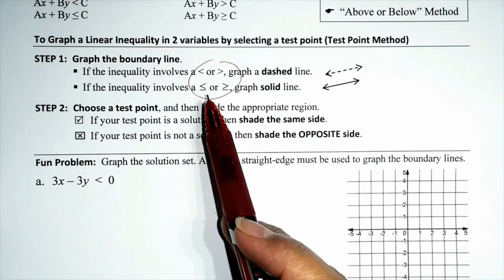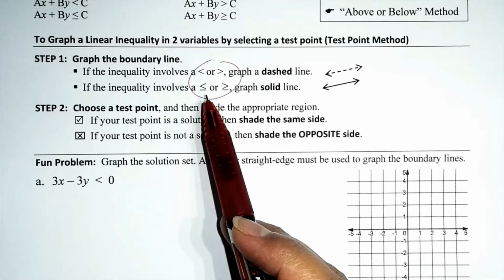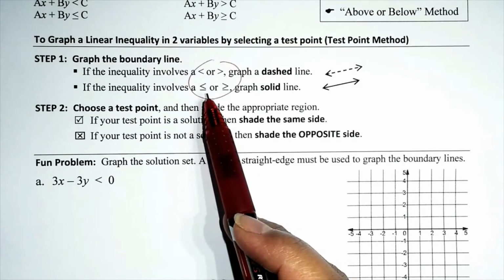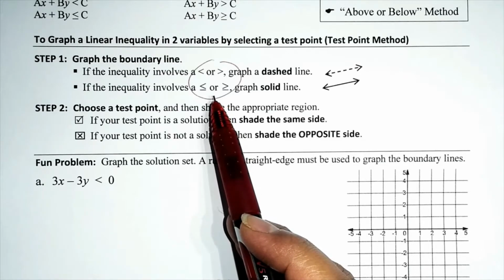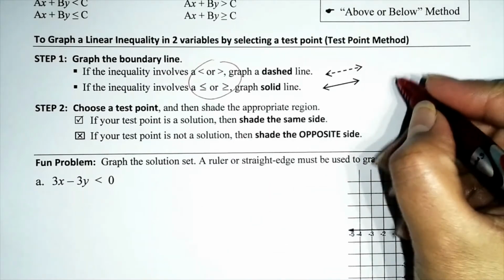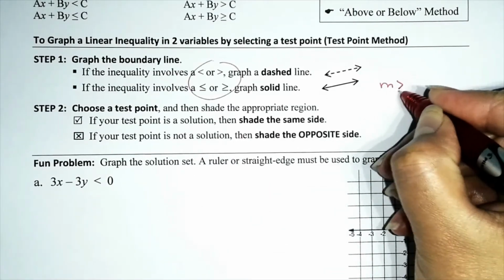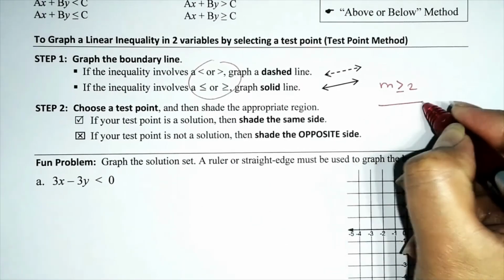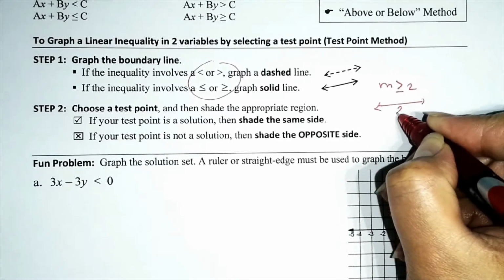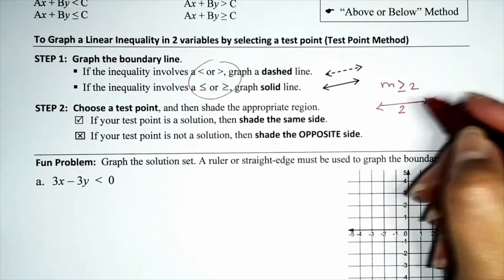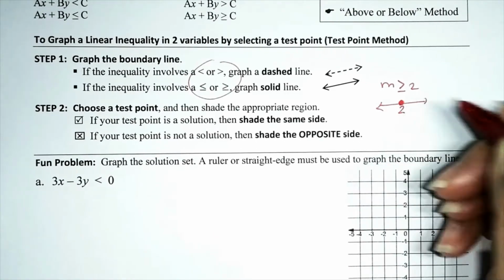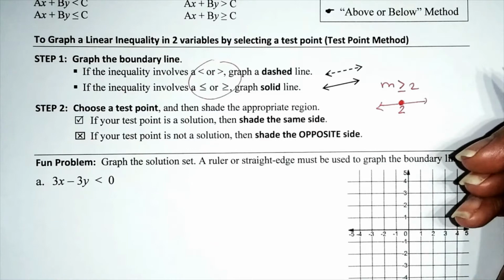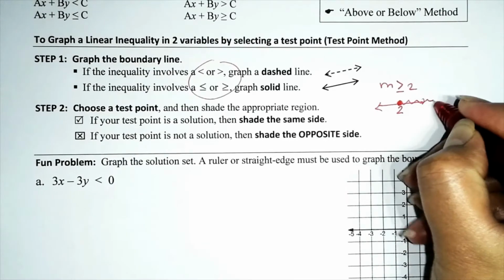If the inequality symbol has what I call the equal to part, so if we have is less than or equal to, or is greater than or equal to, then that means that the points on the boundary line are part of the solution. It's kind of like saying, if we were to graph m is greater than or equal to 2 on the real number line, the first thing we want to ask is, is that number part of the solution? It is, so we use a closed circle, but it's just a point. And then we graph the rest of the solutions.